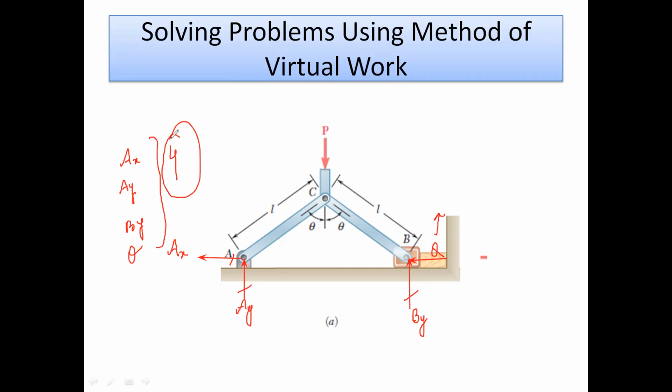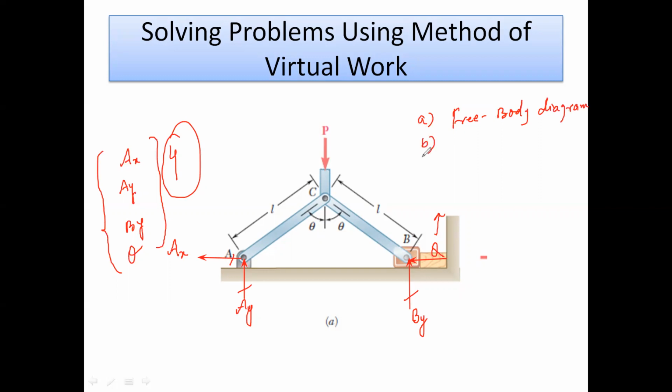Now, the beauty of the principle of virtual work is that it works in such a way that finding all these constraint forces is immaterial, okay? So now what we do, the first step is the step of drawing the free body diagram, and that is already done.